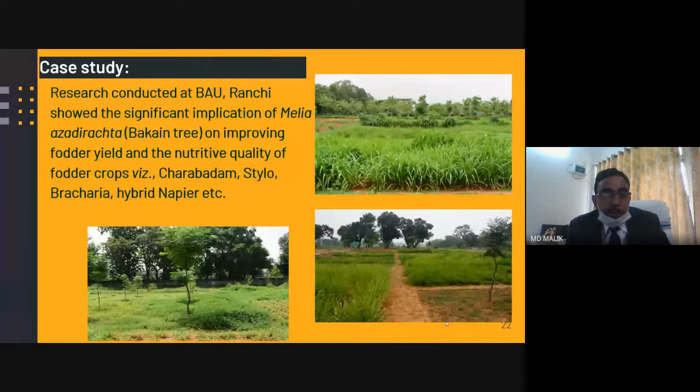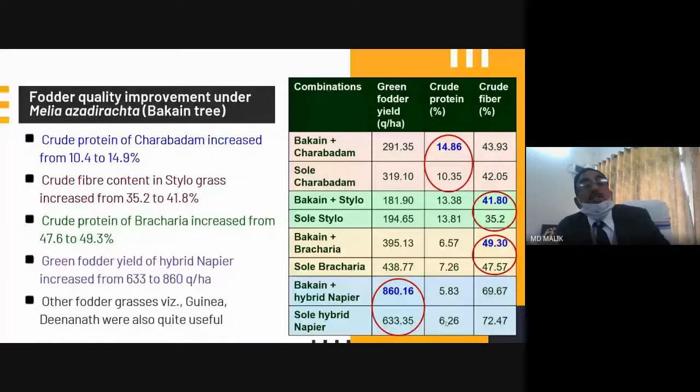So one case study here is research conducted by our PhD student. See that Melia azedarach, the common name is Bakain, is very good for improving fodder yield and nutritive quality of fodder crops like chara badam, stylo, brachiaria, hybrid napier. And we have noticed that these things are very important. When we see the fodder quality improvement, when we have a tree of bakain and chara badam, there is an increase in crude protein.